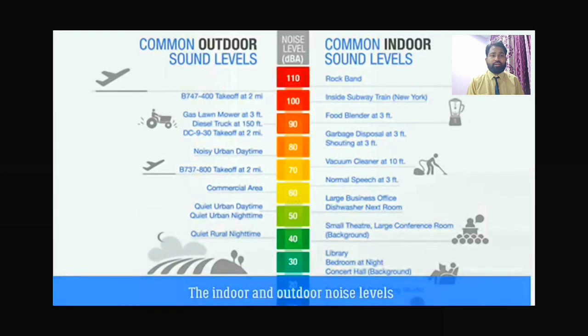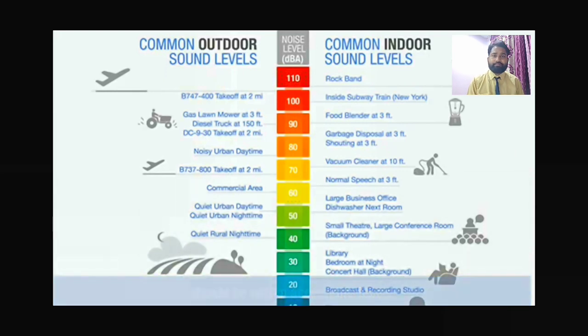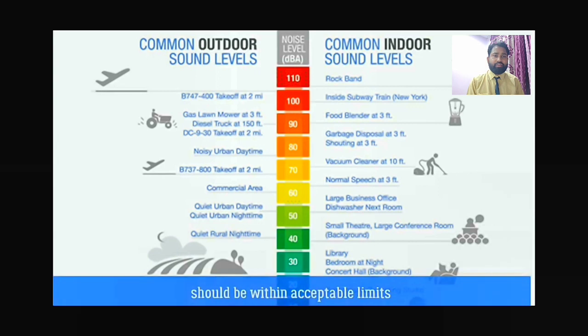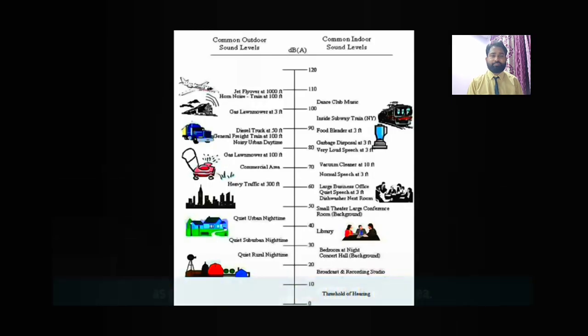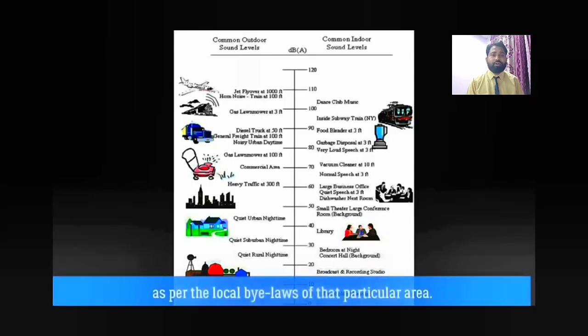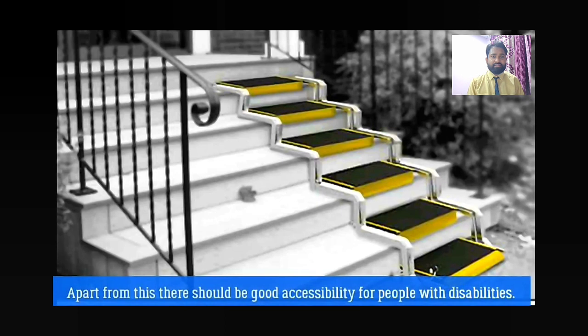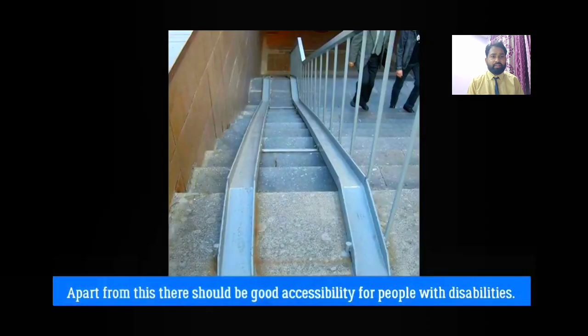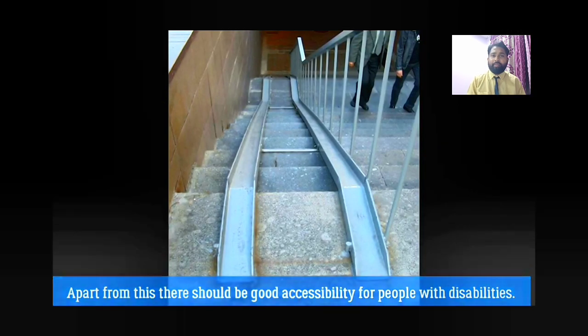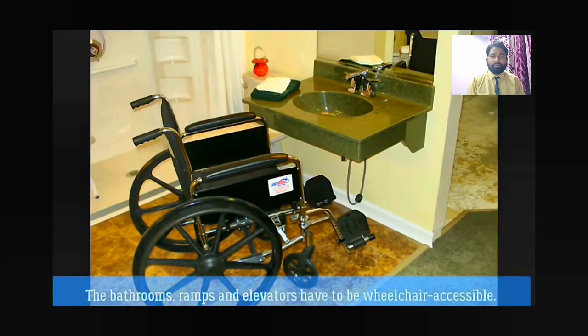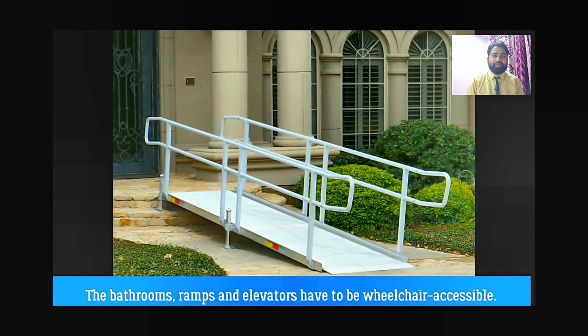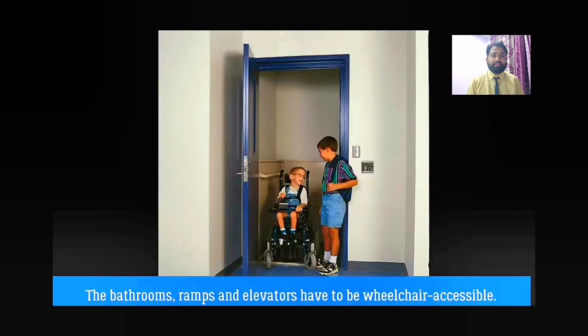The indoor and outdoor noise levels should be within acceptable limits as per the local bylaws of the particular area. Apart from this, there should be good accessibility for people with disabilities. The bathrooms, ramps and elevators have to be wheelchair accessible.